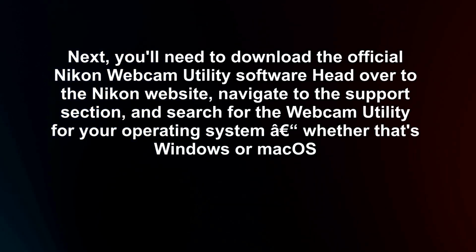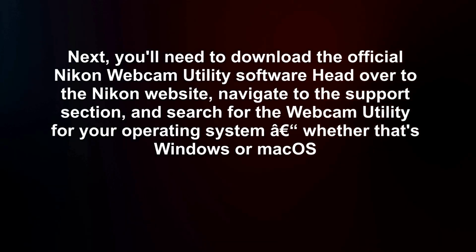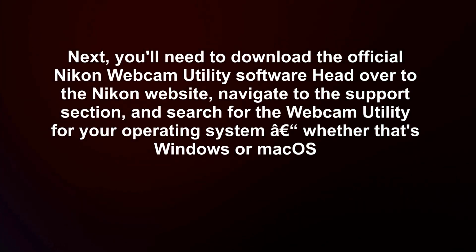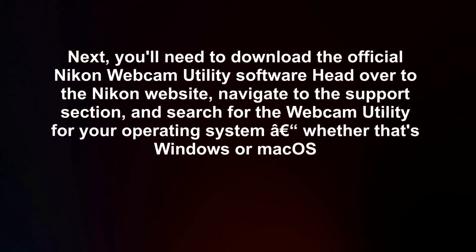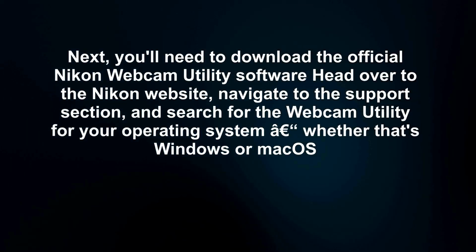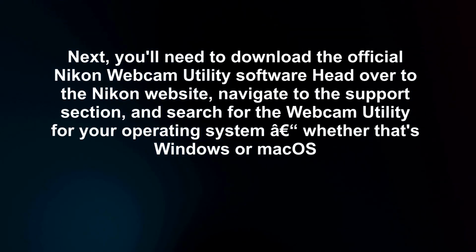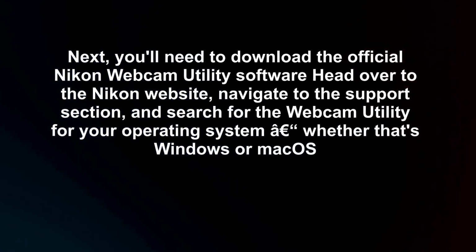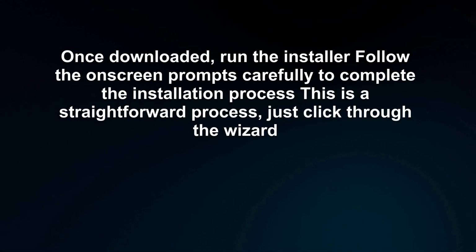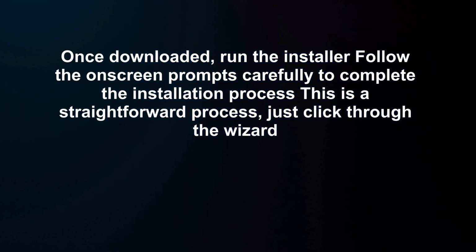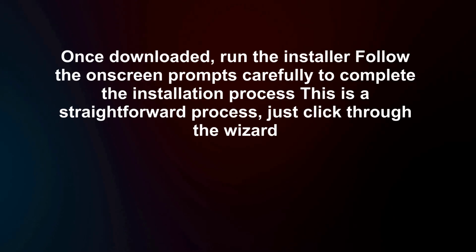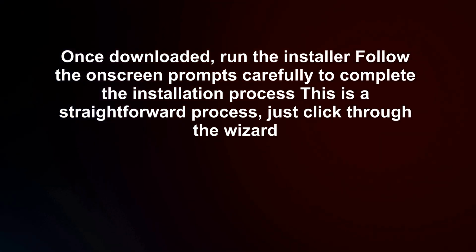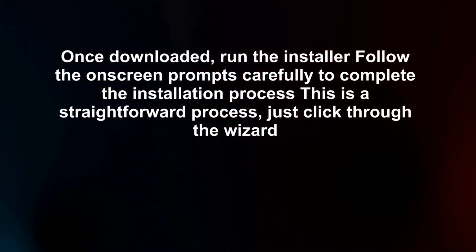Next, you'll need to download the official Nikon webcam utility software. Head over to the Nikon website, navigate to the support section, and search for the webcam utility for your operating system, whether that's Windows or macOS. Once downloaded, run the installer. Follow the on-screen prompts carefully to complete the installation process. This is a straightforward process. Just click through the wizard.